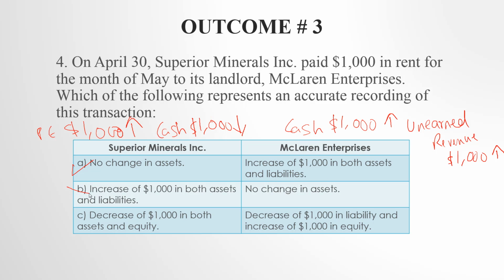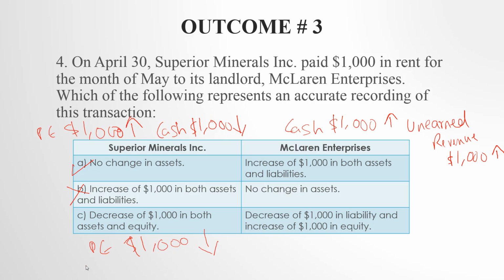B is wrong because this entry here should be under McLaren Enterprises, and this entry here should be under Superior Minerals Inc., which is the option A, the correct answer. C is interesting. C is the entry we expect to see at the end of May. At the end of May, Superior Minerals would have received the service. Its prepaid expense will be reduced to 0. So prepaid expense will go down by $1,000.